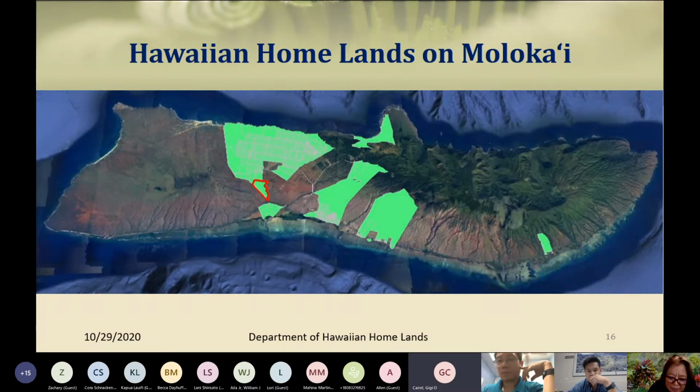Okay, next question. A project under the Kuleana Homestead program is exempt from this proposed project, right? Is exempt from.